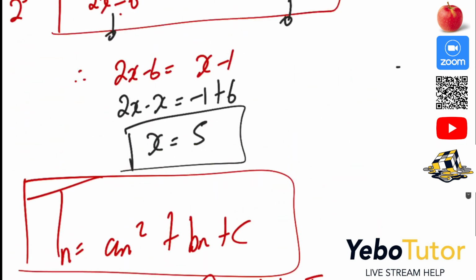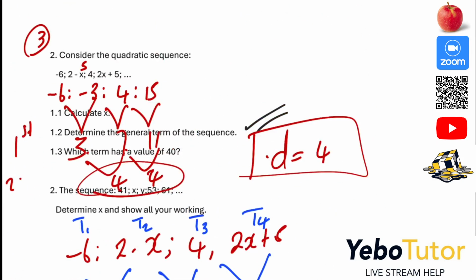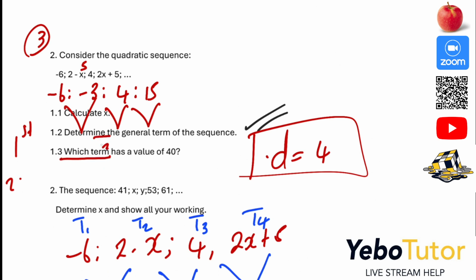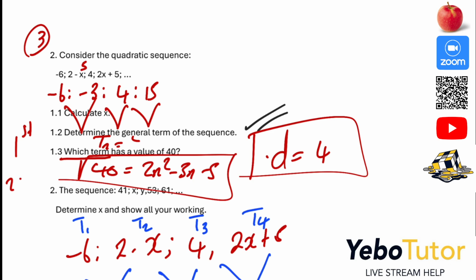Then of course the question which follows says which term has the value of 40? Guys, this is easy. The moment they say which term, it means they have already given you tn to be equal to 40. Since we know that our tn is equal to 2n squared minus 3n minus 5, this tn value which we have been given already is equal to 40. Then what do we do after that? Now we can calculate the value of n.